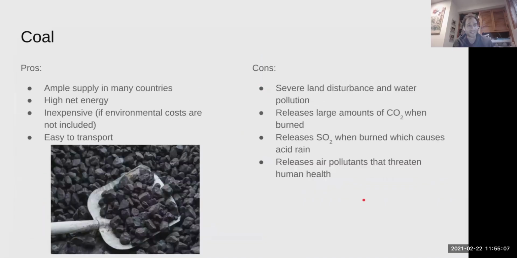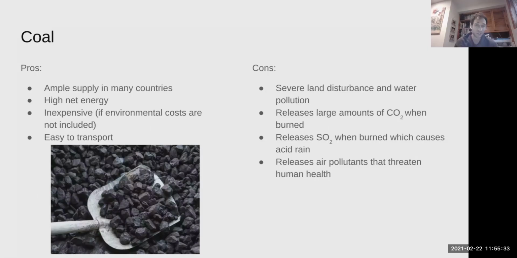Just going straight to the pros and cons of coal. There's a big supply in a lot of countries. High net energy, especially when you use those surface mining techniques, because it's so efficient. It's cheap if the environmental costs are not included, and it's easy to transport. So this is why China likes to use it. It's why we have used it so much in the past. We had a lot of it and it was cheap.